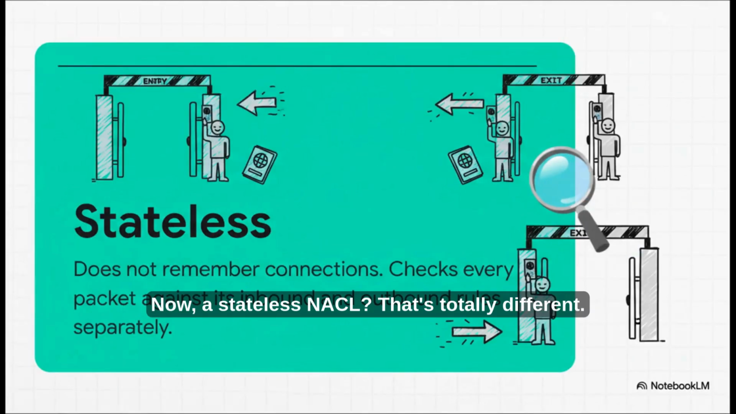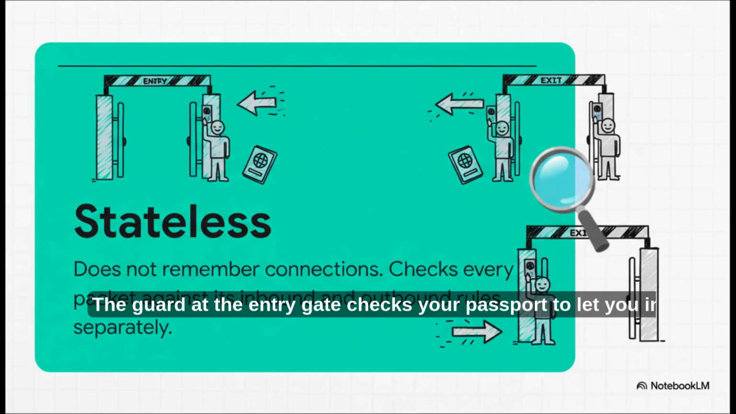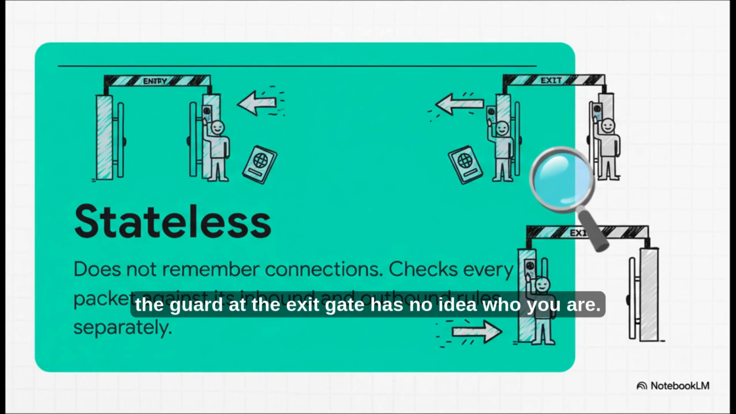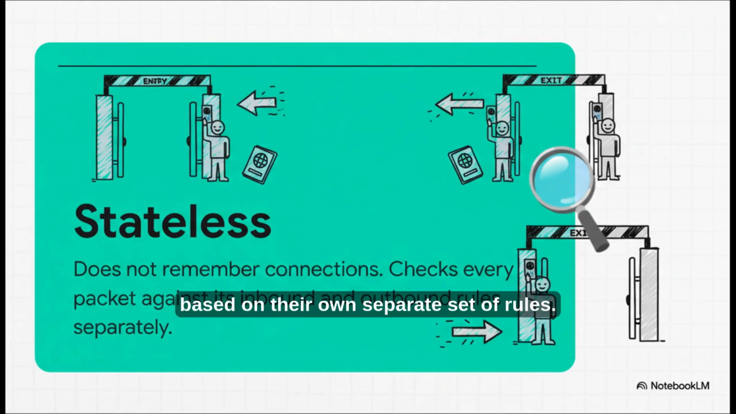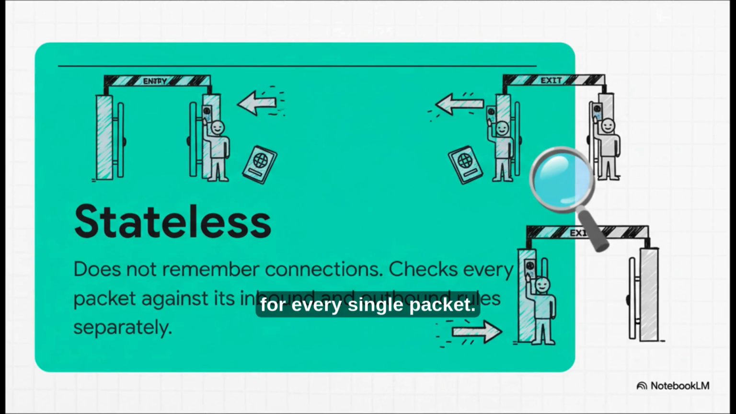Now, a stateless NACL? That's totally different. It's more like a border crossing with two separate guards. The guard at the entry gate checks your passport to let you in, but when you go to leave, the guard at the exit gate has no idea who you are. They don't care that the other guard let you in. They're going to check your passport all over again, based on their own separate set of rules. The inbound and outbound rules are checked independently for every single packet.